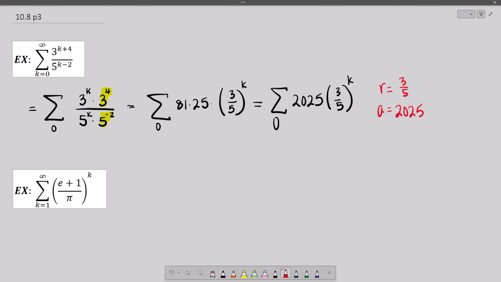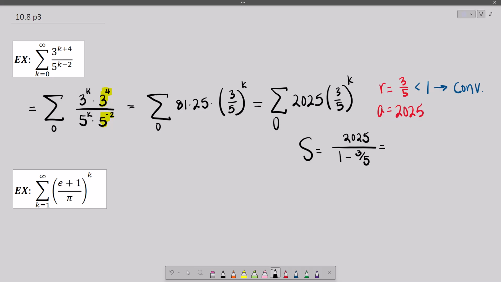3/5. And that's less than 1. So less than 1, which tells us converge or diverge? Converge. Less than 1. Geometric series, ratio test, root test. Less than 1. And because it does converge, we can find the sum of the series. The sum of the series is A divided by 1 minus R. So A is 2025 divided by 1 minus R. Whatever that simplifies to. 5/5 minus 3/5, that's probably the easiest way to do this one.